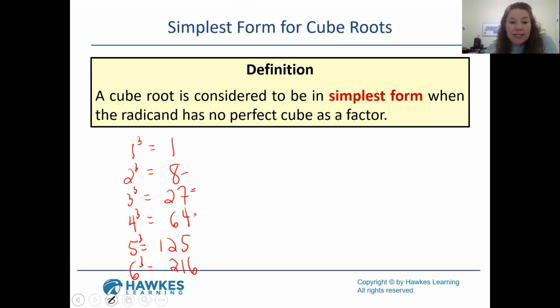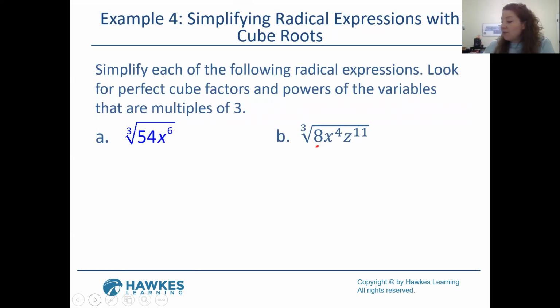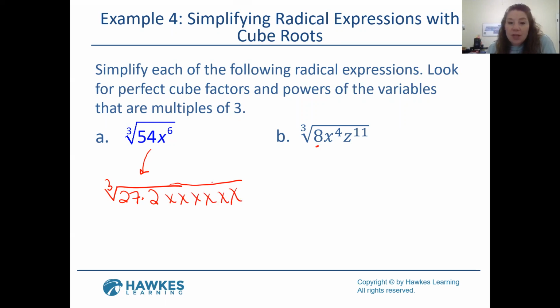So if we go back to this page, what is the biggest number on this page that's a factor of 54? Well, hopefully you know it's 27, right? So 54 divided by 27, let's see, 54 divided by 27 is 2. So 54 is basically 27 times 2. 27 is a perfect cube. And then we have 6 x's. 1, 2, 3, 4, 5, 6.